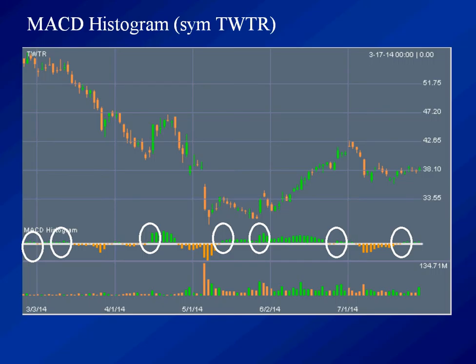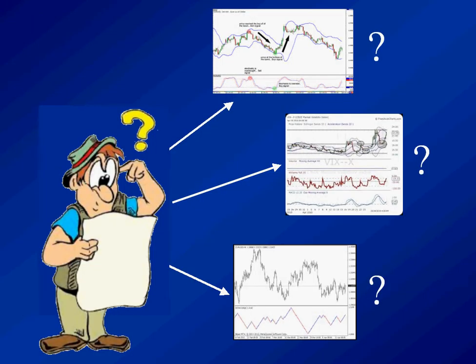Let's look at the MACD histogram on the same time period for Twitter, TWTR. Each one of those circles is the histogram going from red to green. Right there, it failed. It fell down, not up. Right there, it failed for a week and a half. Right there, it went up a little bit, then it crashed. It failed there. It finally worked there for about a month. It crashed there, and right there it went sideways. So the histogram for Twitter is abysmal. It's the same histogram, the same time period.